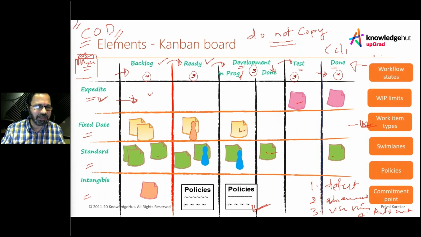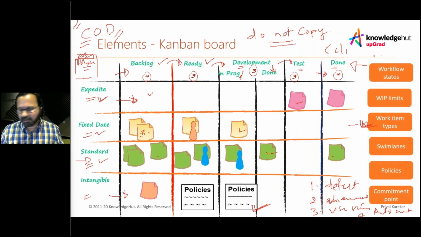So it's a fixed date patch, right? Or you want to do a release on that particular day, you want to do a minor upgrade, or whatever. Standard could be business as usual user stories which are coming through the proper pipeline. So every swim lane has its own meaning, and the moment you visualize the work, you'll exactly know what you need to focus on, whether the fixed date item and the ticket will represent, okay, there is a fixed date here.